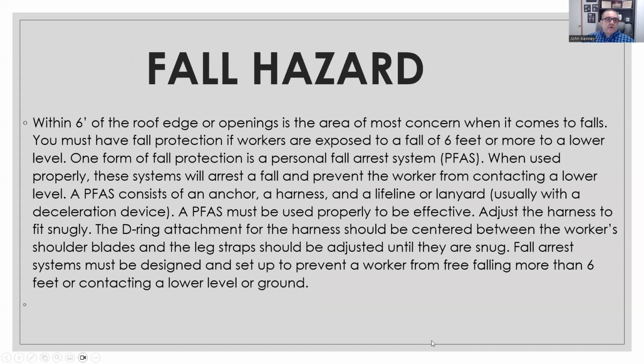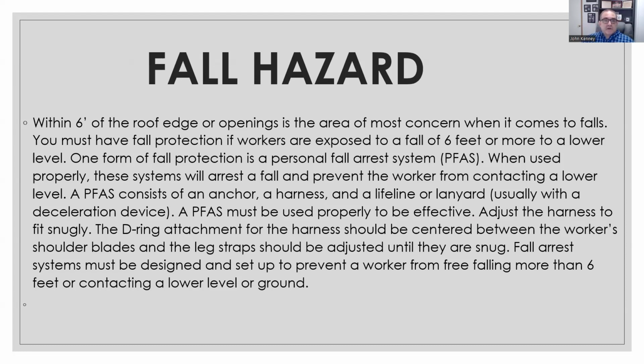So, fall hazard. Within 6 feet of the roof edge or openings is the area most concerned when it comes to falls. You must have fall protection if workers are exposed to a fall of 6 feet or more to a lower level. One form of fall protection is the personal fall arrest system. When used properly, these systems will arrest the fall and prevent the worker from contacting a lower level, such as the ground or another roof level below, more than 6 feet.